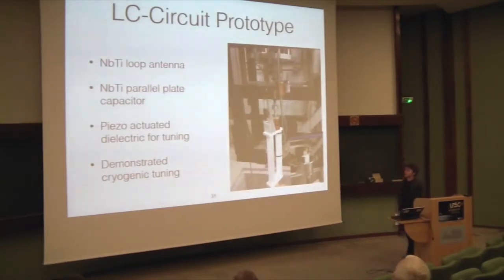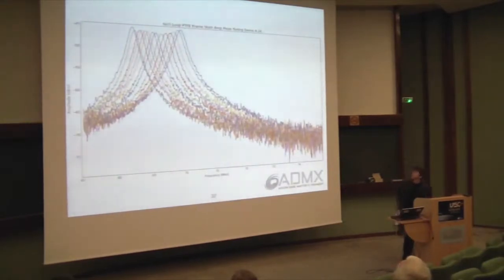So a prototype of this has also been made at the University of Florida. This is actually a superconducting loop strung around a Teflon frame with superconducting plate capacitors, and it's tuned by moving a dielectric in and out of the capacitors, also with the piezo. And we have demonstrated that tuning is possible of this resonant structure in cryo. So this is another possible resonant structure for future axion searches.